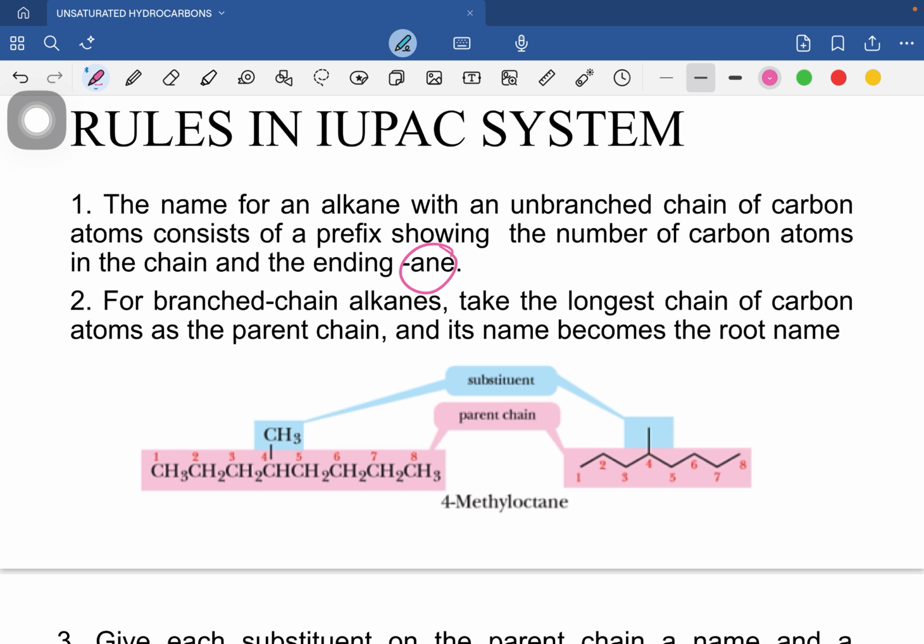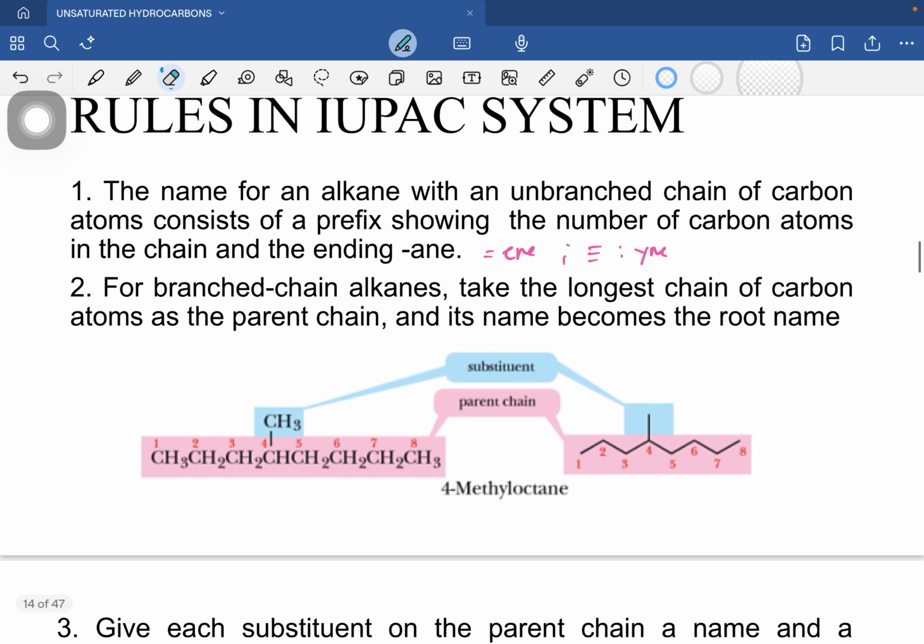Okay, so this is actually true guys for saturated hydrocarbons. So for those organic compounds that contain only carbon-carbon single bonds. Kasi nga, it's ending with "ane." If it has a double bond, it should end in "ene." And conversely, if there's a triple bond in the hydrocarbon, it should end in "yne." But since we are talking about saturated hydrocarbons here pa lang naman, therefore, the nomenclature should end with "ane." Okay, so that's rule number 1.